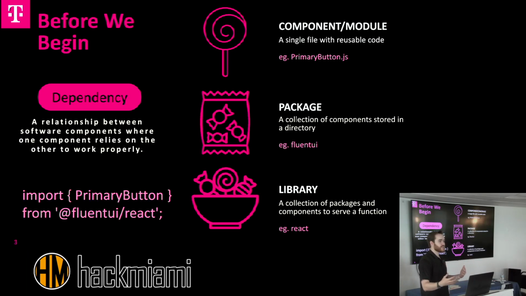And so when you're using this in your code, it's going to look something along the lines of: import the component primary button from the Fluent UI package within the React library. That's how you would be utilizing it in an actual code sentence.